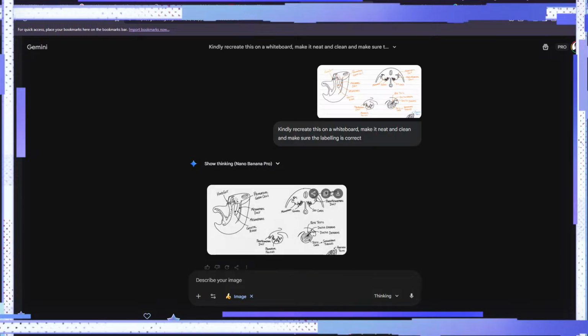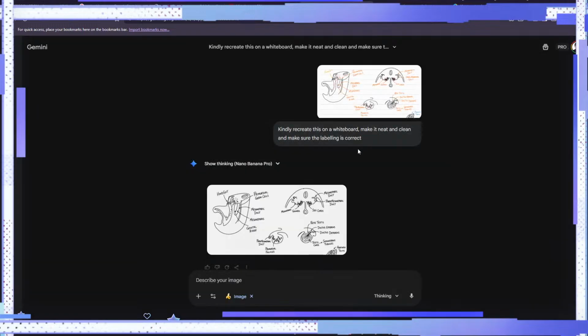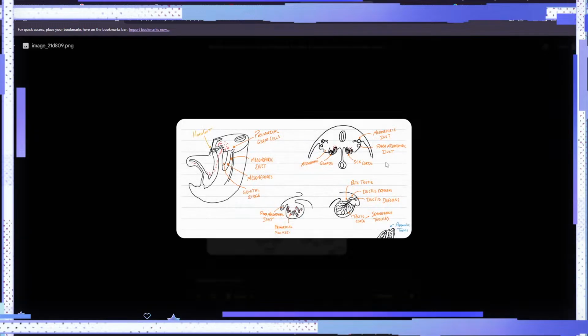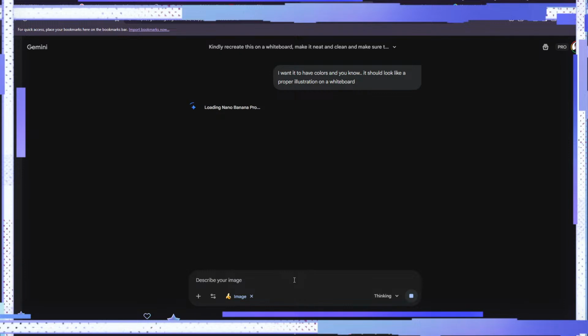Okay, that is not what I wanted. But I don't think it messed up. I wanted to have color, and it should look like a proper illustration on a whiteboard. Okay, let's see what it comes up with.